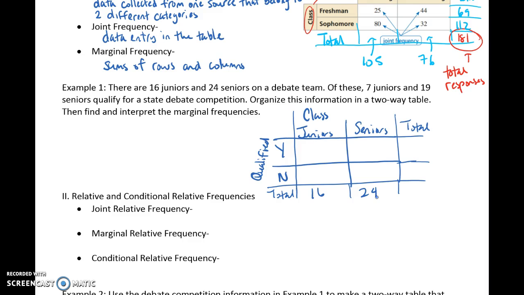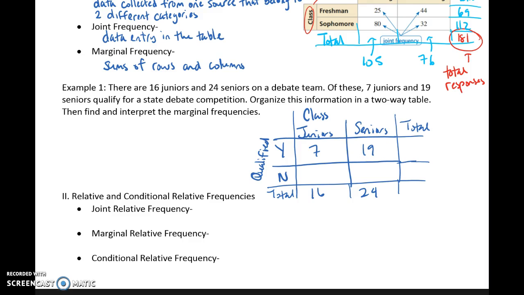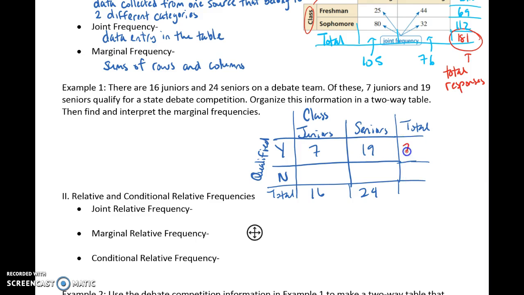So where do you think the 7 is going to go? Well, if they qualified, that would mean yes. So juniors, yes, who qualified, 7. 19 seniors qualified. So seniors, yes, who qualified? 19. Then we can figure out the rest of that information by simply adding and subtracting. So we know that there's a total of 7 plus 19. There should be a total of 26 students who qualified. 16 minus 7 gives me the number of juniors who didn't qualify, so that should be 9. 24 minus 19 gives me the number of seniors who didn't qualify, so that should be 5.